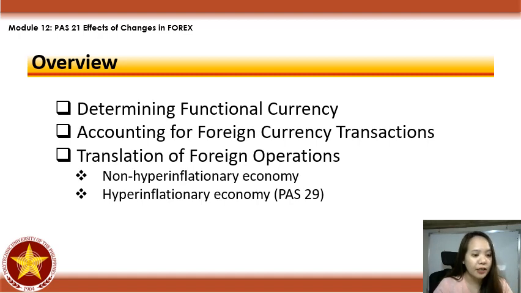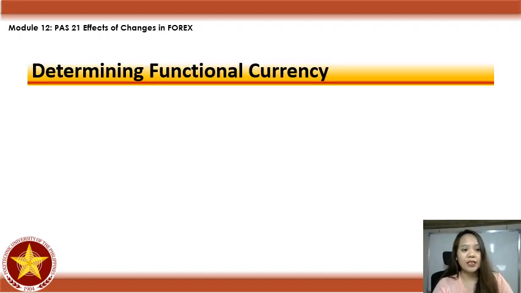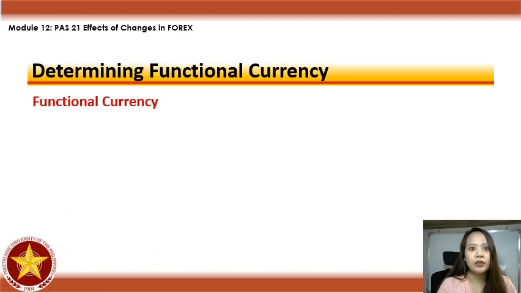Assuming you're operating in, number one, a non-hyperinflationary economy, and second, in a hyperinflationary economy. It's actually covered by PAS 29 instead of PAS 21, but we'll touch on that as well towards the end of this video. Okay, so first, determining the functional currency.